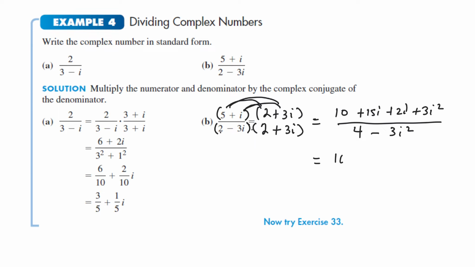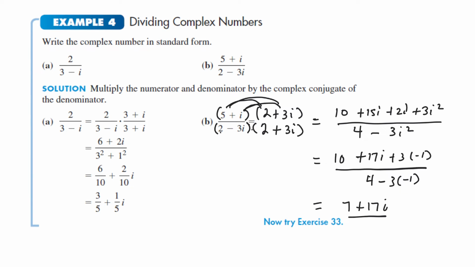So let's simplify. We have 10. 15i plus 2i gives you 17i. And 3i squared is 3 times negative 1. 4 minus 3 times negative 1. So that's 3 times negative 1 is negative 3 plus 10 is 7. So you have 7 plus 17i divided by negative 3 times negative 1 is positive 3, so it's 7.